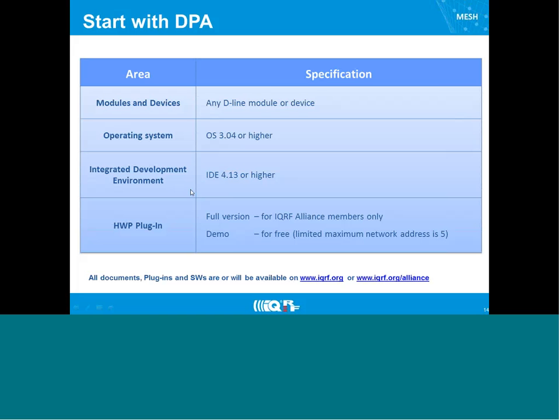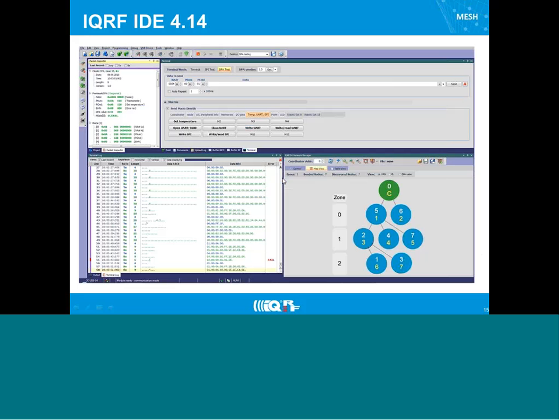Integrated development environment, you should use IDE 4.13 or higher. This is available for free on our website, so you can download it right now. And then what you would need is a hardware profile plugin. There are two versions currently available. One is the demo that I mentioned, limited up to five nodes. It's completely for free, so once you get the hardware, you can download it and you can work with it. If you want full version, we would welcome you into IQRF Alliance, and then it's for free as well. So this is how to start with DPA.